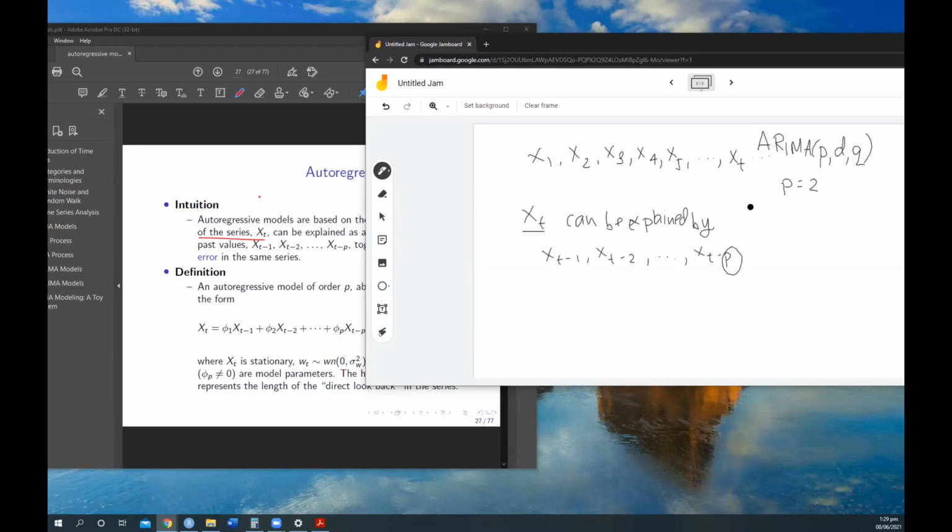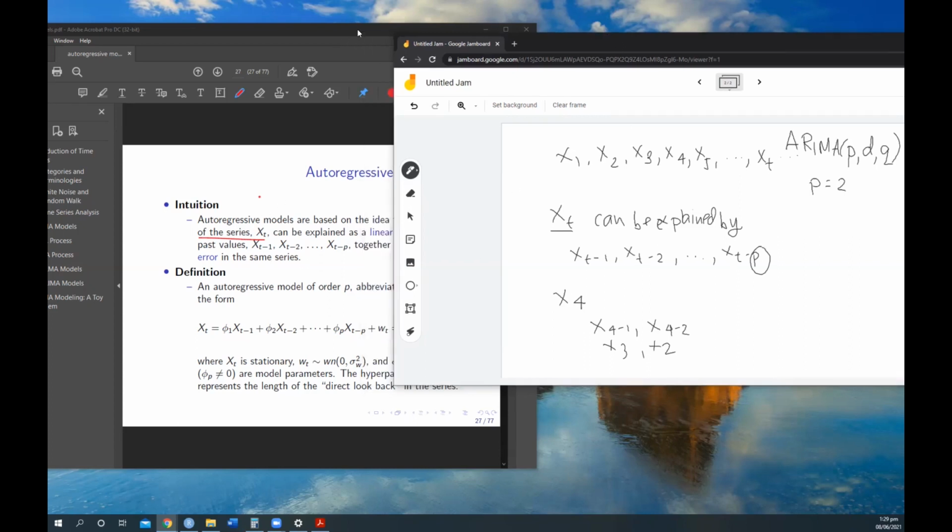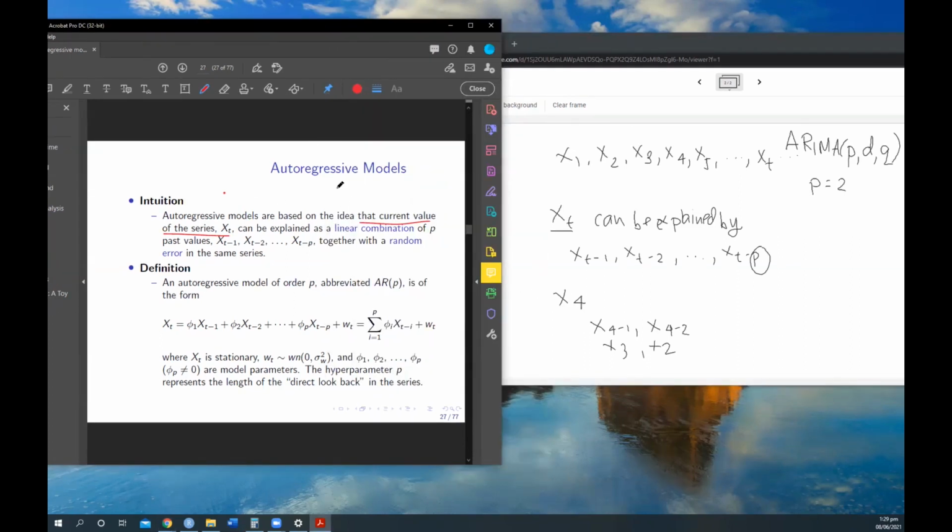So if I want to know x4, ano yung mga values na gagamitin ko? 4 minus 1 and 4 minus 2, or x3 and x2. Okay? And the ARIMA model, the AR model, or autoregressive, it's just creating a regression. No? So, regression lang pala siya. So, when you say regression, you're going to build a linear model and estimate parameters.